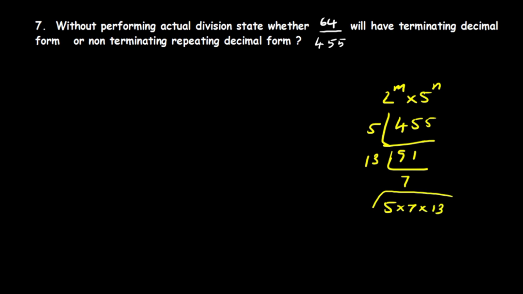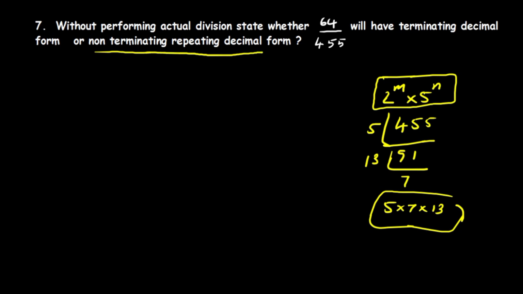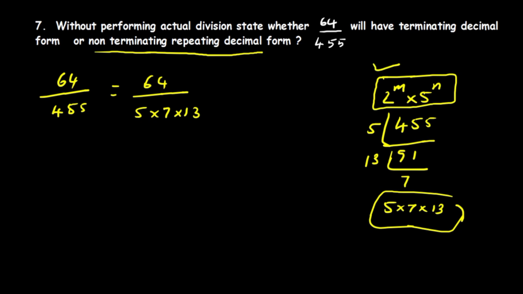Now you can observe this. It is not in the form of 2 power m into 5 power n, correct? Because we have 7 and 13 also. So very clearly we can say it is a non-terminating repeating decimal. So the answer for this question is non-terminating repeating decimal, because 64 divided by 455 can be written as 64 divided by 5 into 7 into 13. This is not in the form of 2 power m into 5 power n, so it is a non-terminating repeating decimal. Got it?